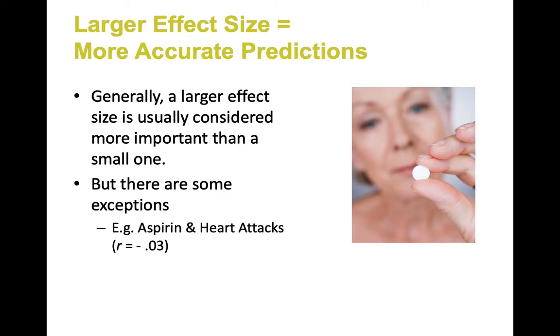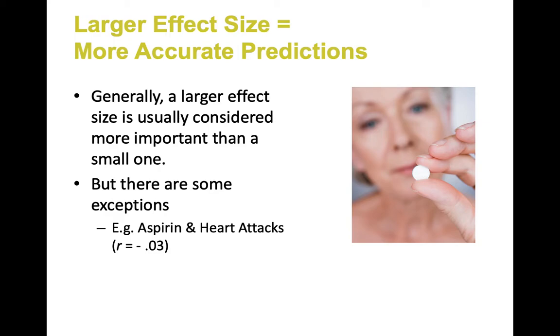So for example, there's been medical research on heart attacks and taking aspirin. And this research has found a very small correlation, only negative 0.03, between taking aspirin, or the extent of aspirin taken, and heart attacks. So what we see there, the more aspirin one takes, the fewer heart attacks. But that'd be considered a very weak correlation based on Cohen's guidelines.